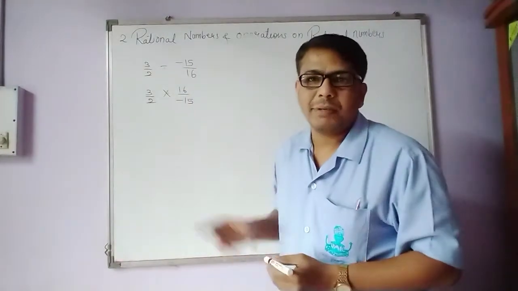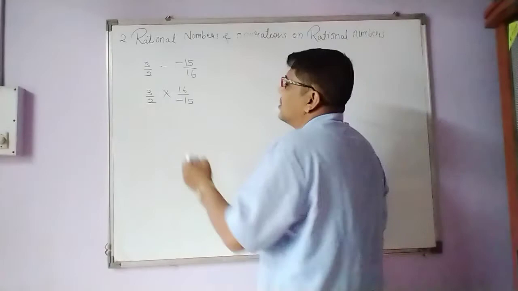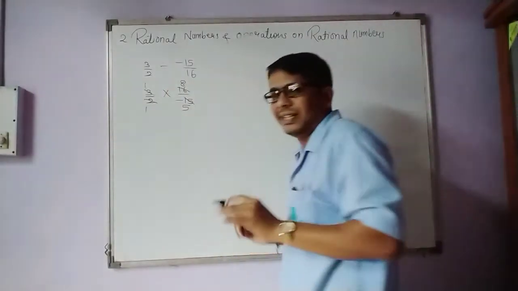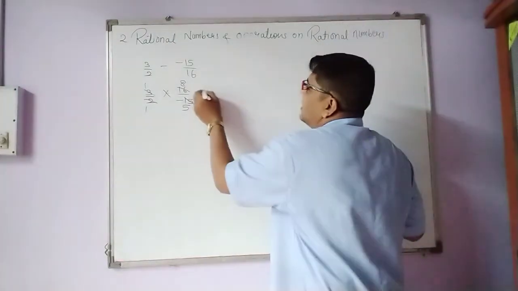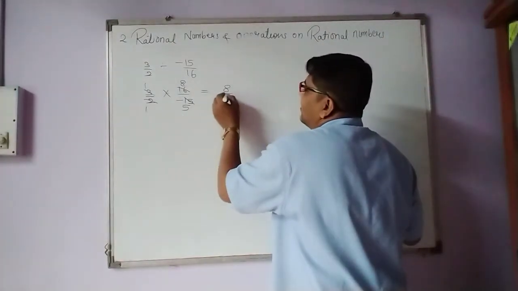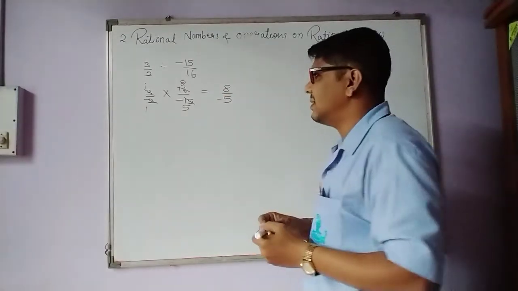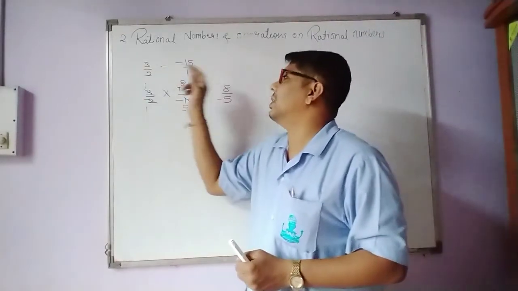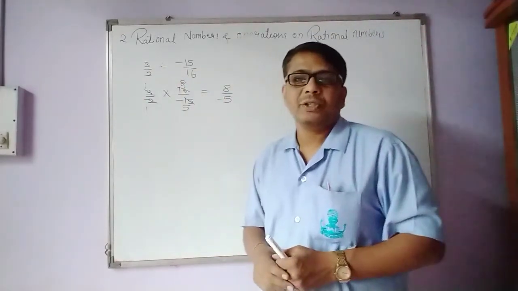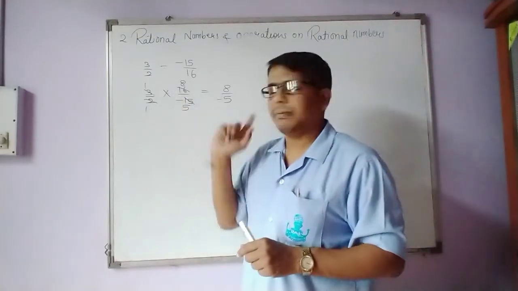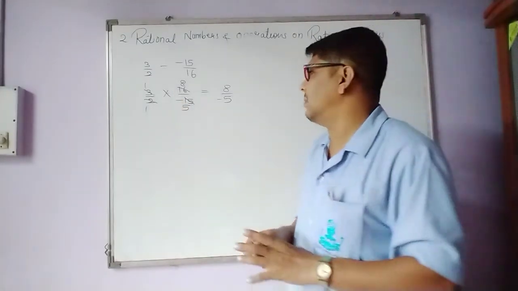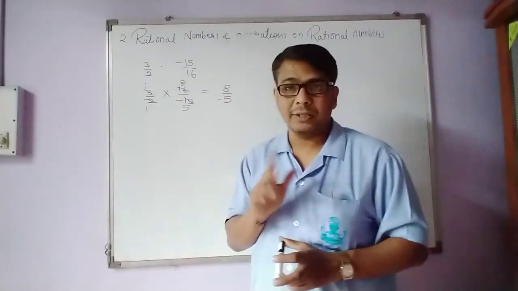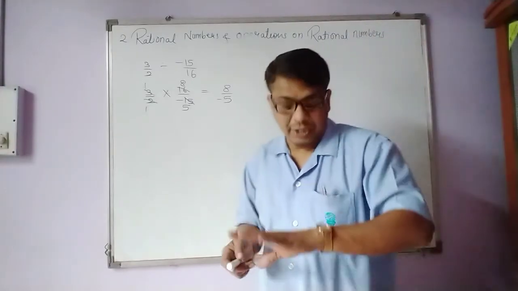Any doubt? Reciprocal, right? Okay, so 3 ones are 3, 3 fives are 15, 2 ones are 2, 2 eights are 16. Reduce it. Now 8 ones are 8 and minus 5 ones are minus 5. So what is the answer? 8 upon minus 5. So when you divide a rational number by another rational number, it is equal to multiplying that rational number by the reciprocal of that second rational number. That is what we get here. Do you understand?